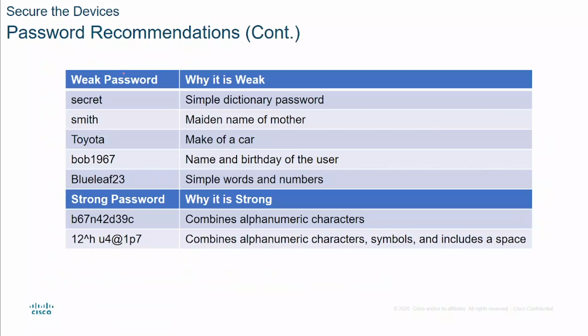So for example, these are examples of weak passwords. Look at this: how can you put a password and call it secret? Why is it a weak password? Because it's just a simple dictionary word. Smith, how can you use a name as a password? Toyota, the name of your car as a password. Bob1967 looks like the name and birth year of the user. Blueleaf23, simple words and numbers.